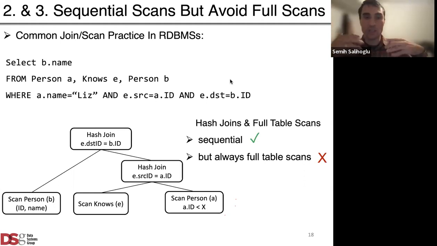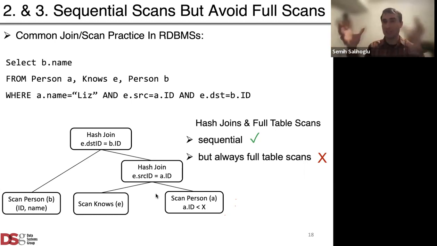So if you essentially wanted to read, there's a typo here, but this should be name is equal to Liz. If you just wanted to find the node's edges that join with Liz, essentially join the Liz record with its adjacency list, you'd still need to scan this entire nodes table. So this gives you the opposite of what index nested loop joins gave. Index nested loop joins didn't give you sequential read, but they avoided full table scans.